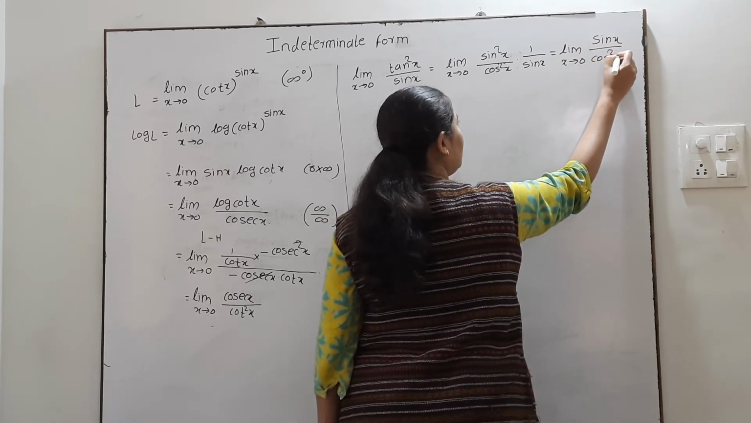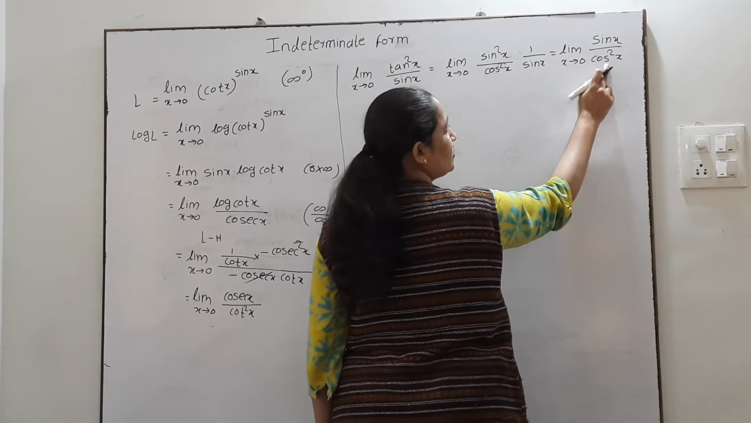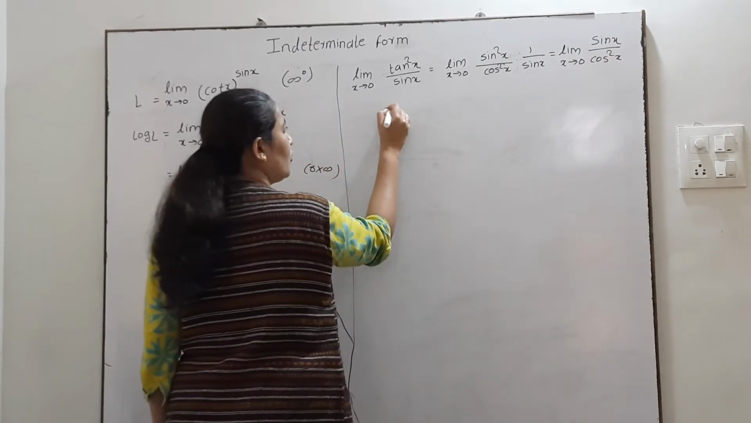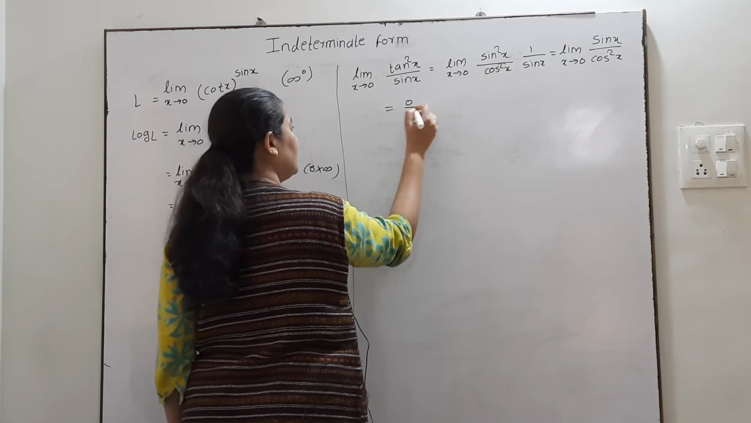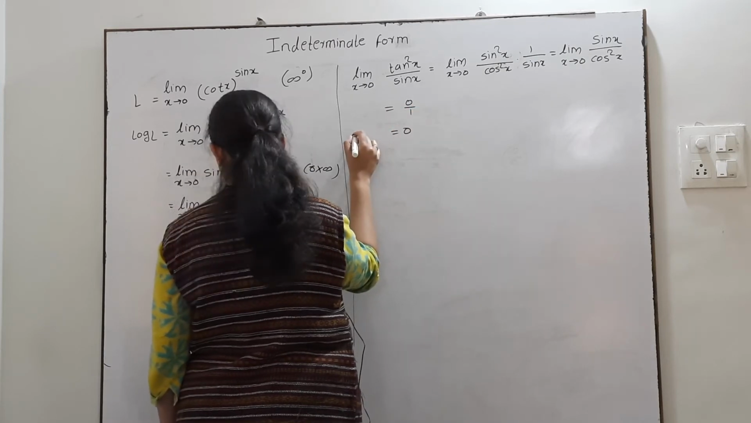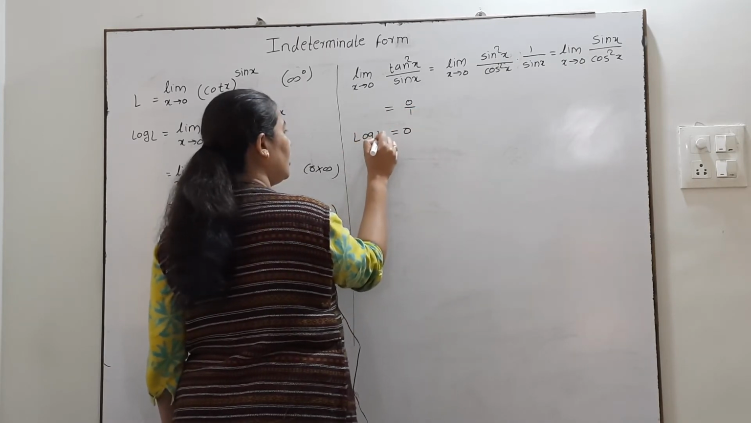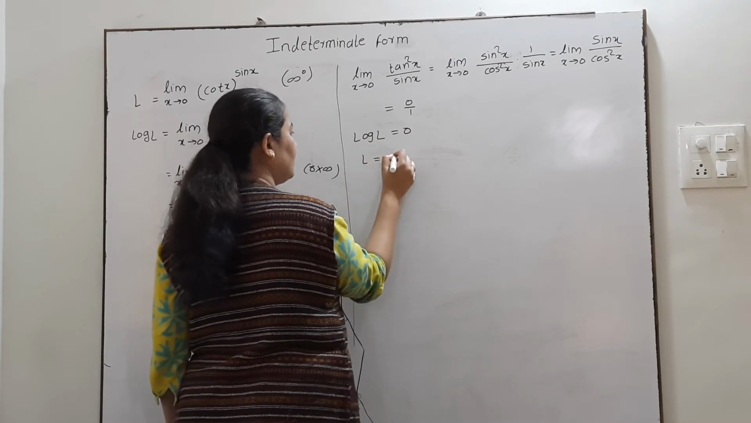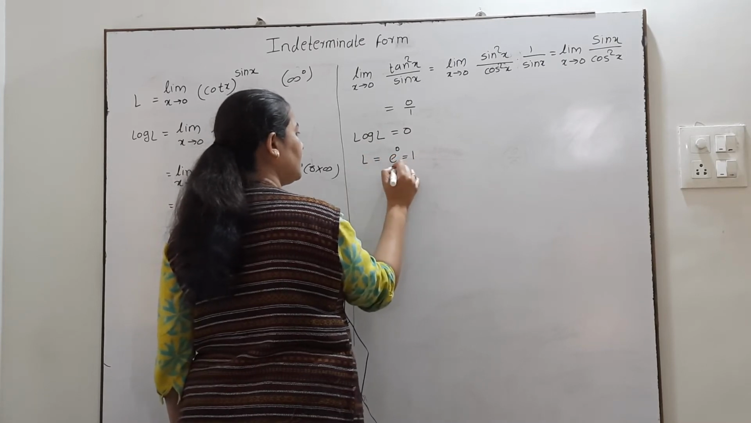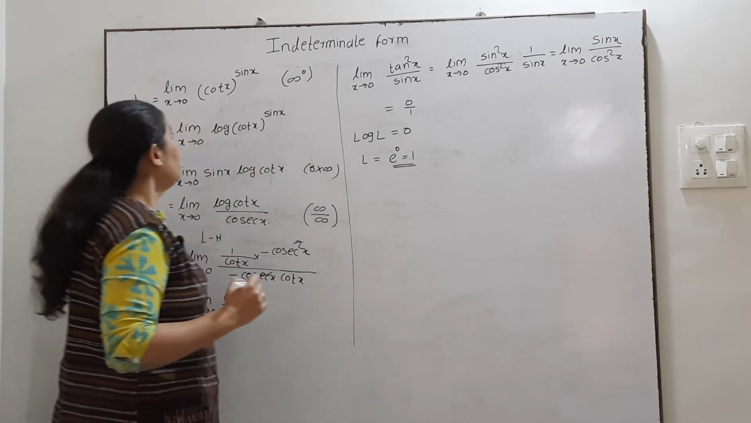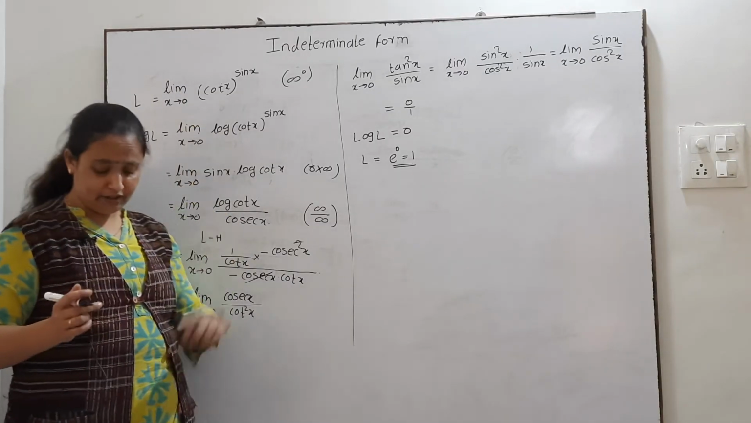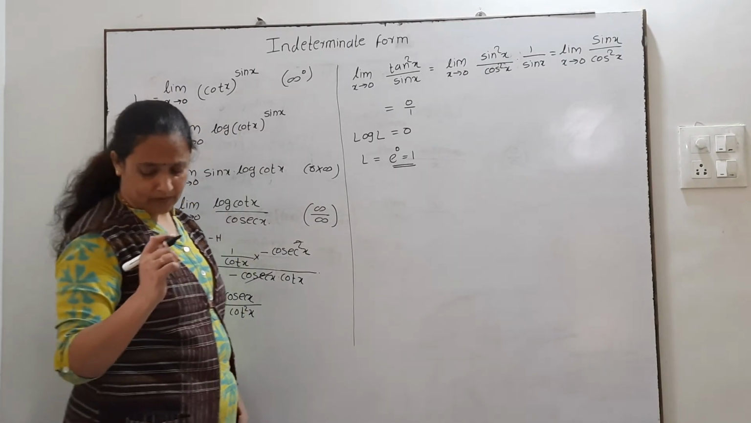Now if I apply limit as x tends to 0, cos 0 is 1, sin 0 is 0. So what is the limit? 0 upon 1, that is equal to 0. But on the left hand side you have log L. So this implies L is equal to e raised to 0, and e raised to 0 is 1. This is the limit of x tends to 0 of cot x raised to sin x.